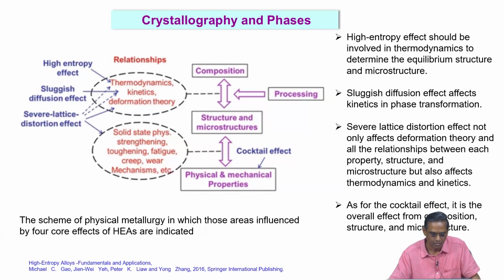But some scientists are reporting different ideas. If you look at a bird's eye view picture, you take a given composition and then you process and produce a particular microstructure, targeting particular physical and mechanical properties, and how these so-called core effects come into play. So high entropy effect is from thermodynamics, right? Because a normal solid solution forming rule we all know, that is Hume-Rothery rules, right? In addition to Hume-Rothery rules, we have some additional thermodynamic conditions in the case of high entropy alloys. And when you talk about kinetics of phase transformation, this sluggish diffusion comes into effect. And of course, the deformation theory will all connect to this severe lattice distortion effect.